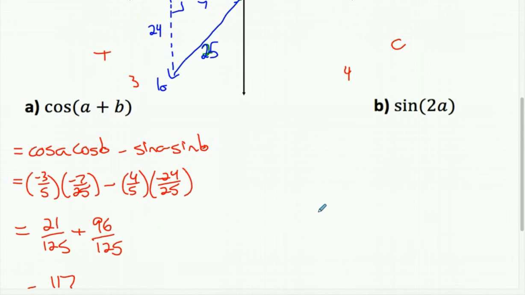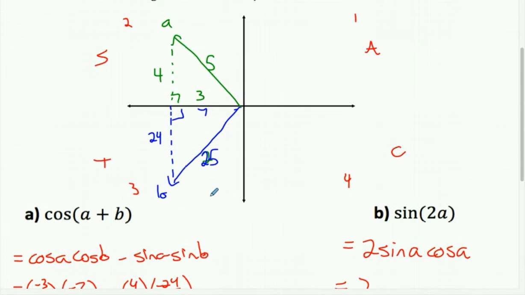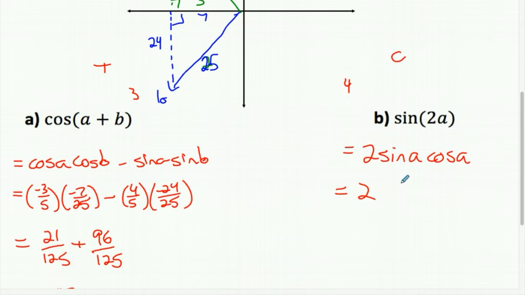How about sine of 2A? Hopefully you remember the identity for this is 2 sine A cos A. So 2, and then sine A, here's angle A, sine is 4 over 5, which stays positive because we're in the sine quadrant.